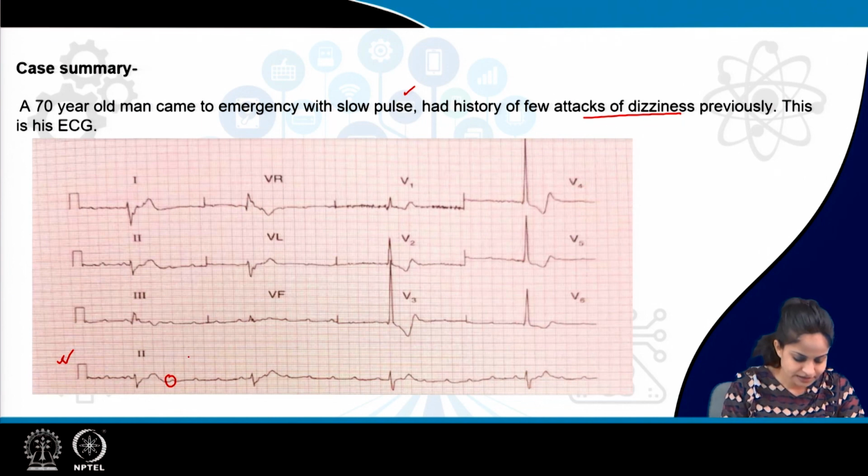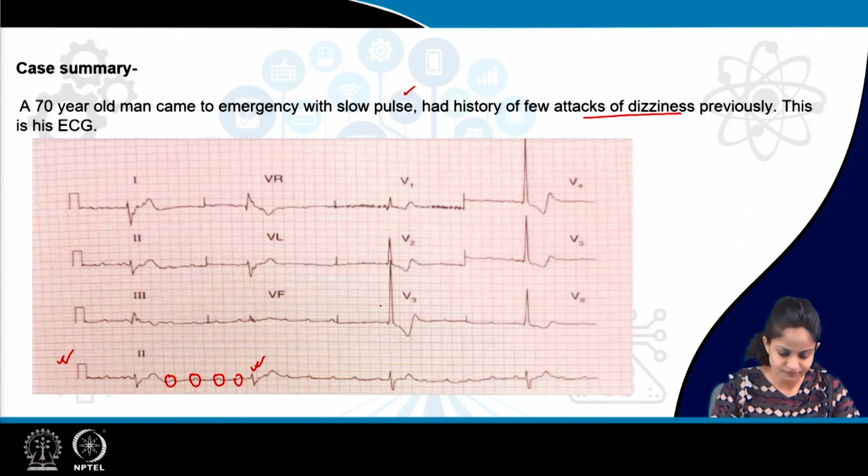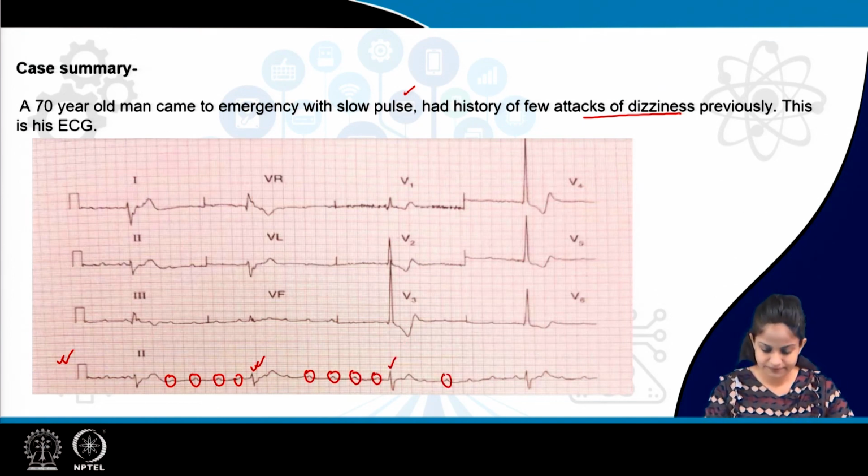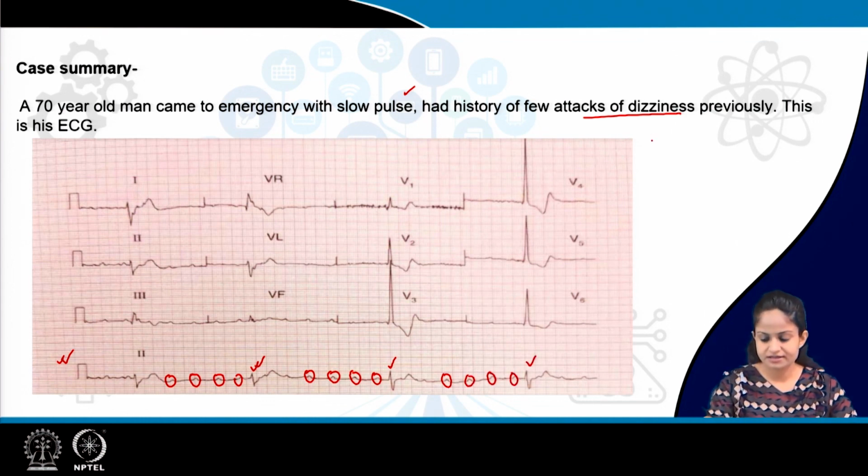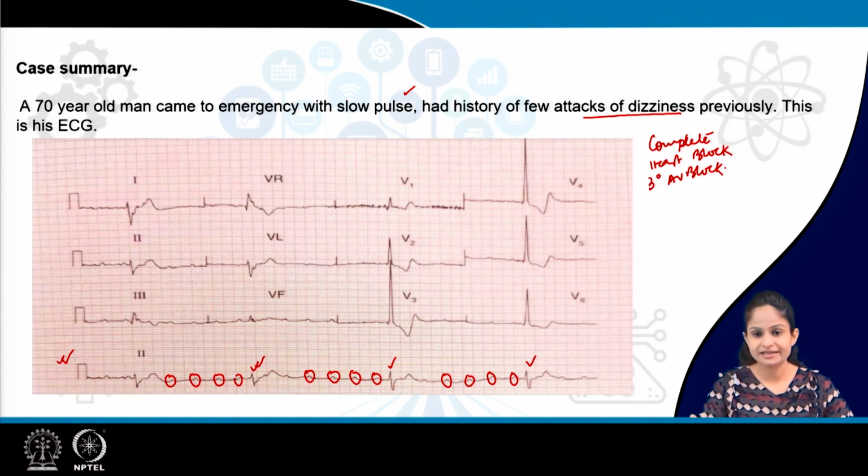We can see this is a P wave, this is a P wave, this is a P wave, this is a P wave, and this is the R wave. Again, P wave, P wave, P wave, P wave, and this is the R wave. Same P wave, P wave, P wave, and this is the R wave. So, this ECG is of complete heart block or third degree AV block, where we can see there is an AV dissociation.